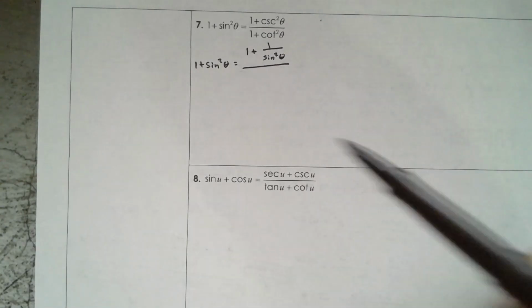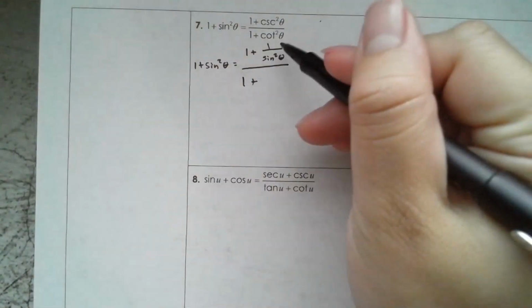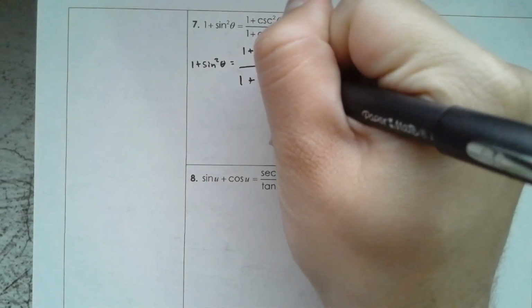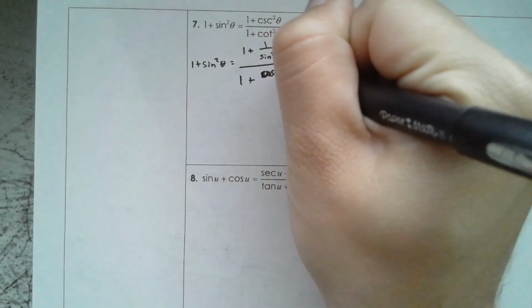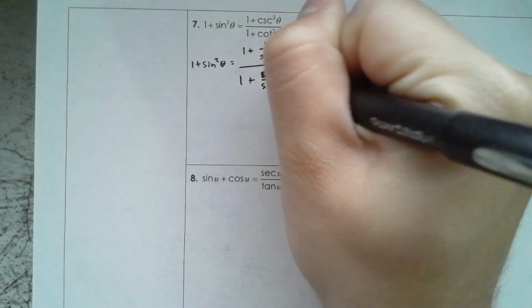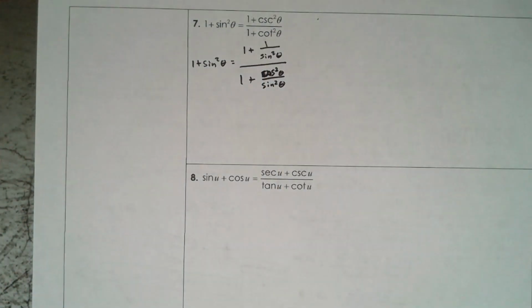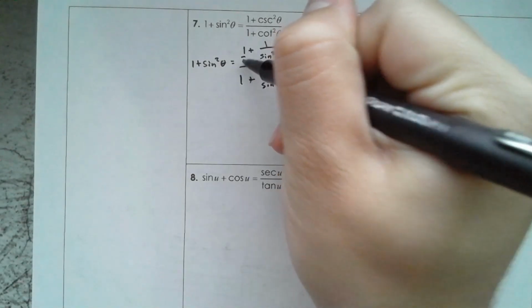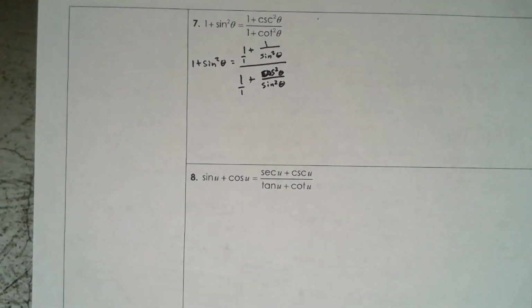And then for the bottom here I'm going to have 1 plus cotangent squared theta, that is cosine squared theta over sine squared theta. Okay, now in the next line I'm going to combine the whole number with the fraction. So again, it's like having 1 over 1 there for both the numerator and the denominator. I'm going to have to multiply by sine squared theta.